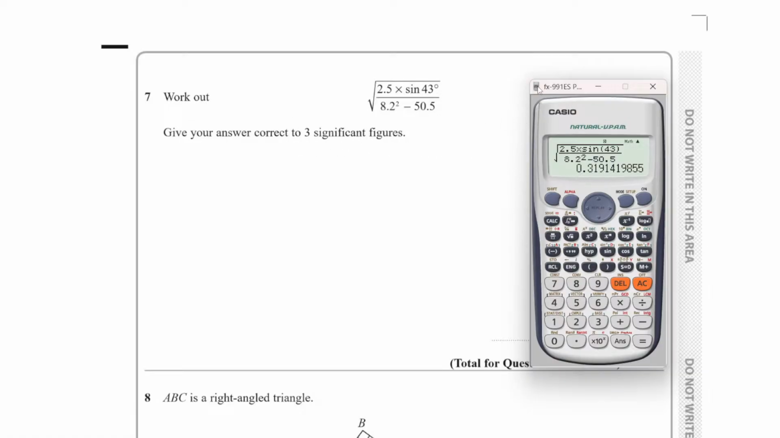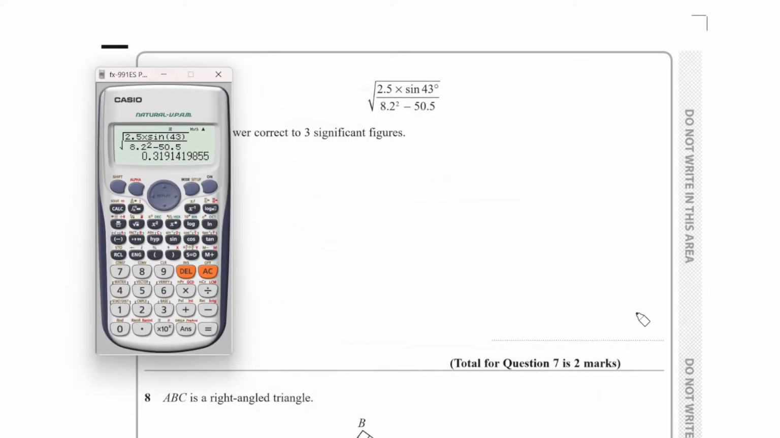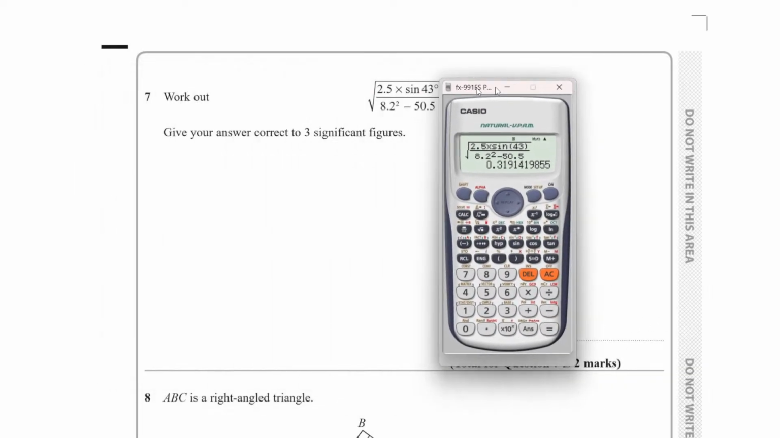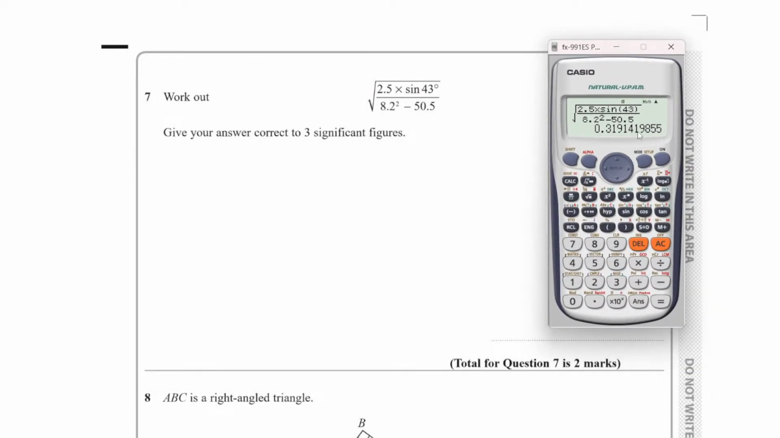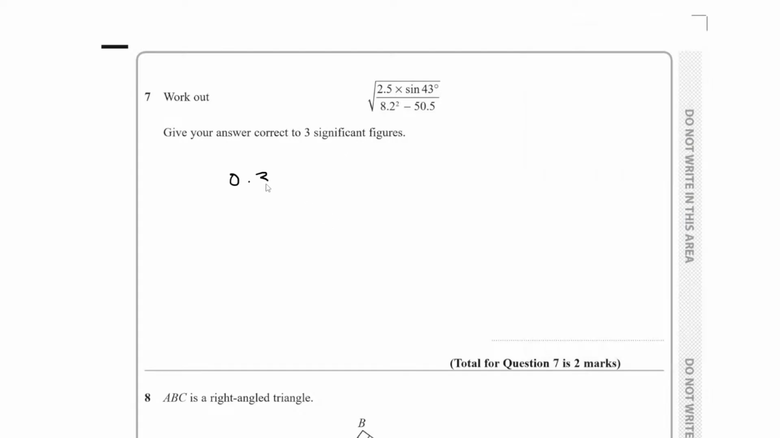What I would do is, I'll move this over here a little bit. See how we've got 2 marks there? I think I would write down maybe this bit here, at least all of the digits, just to get some kind of working out almost, and then I'll round it. So that is 0.3191419855, and then round it to 3 significant figures, which is just 0.319. So yeah, just write something in the middle there just to get that second mark for the method.